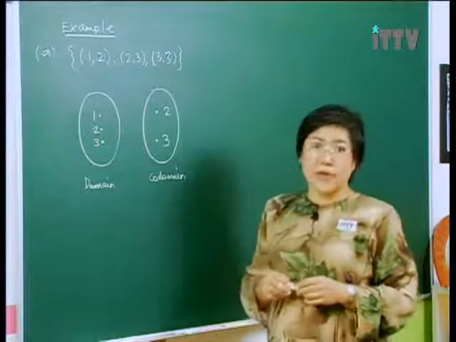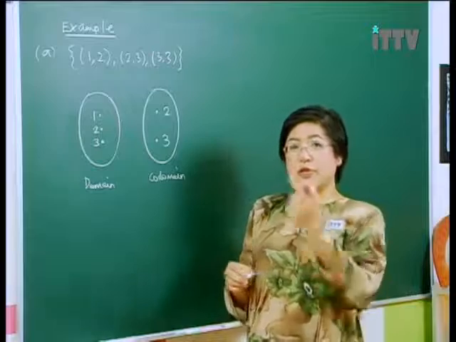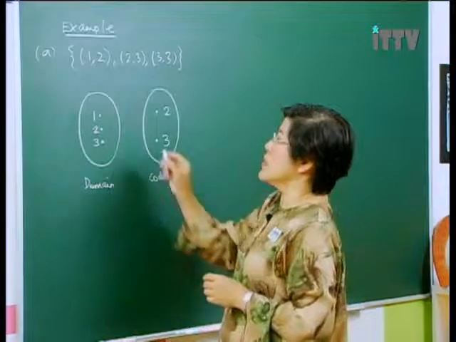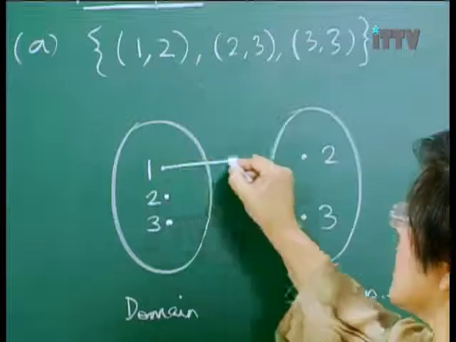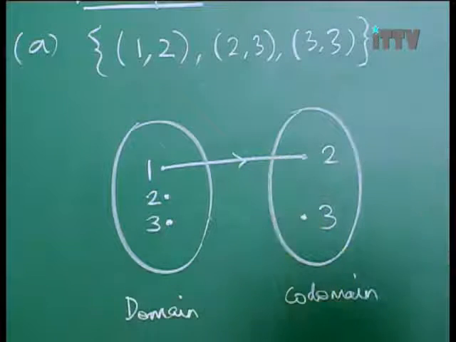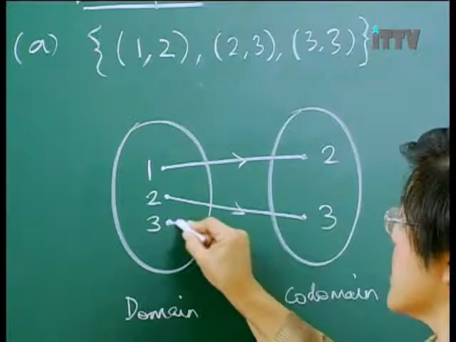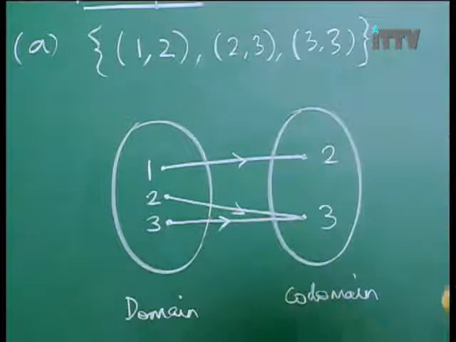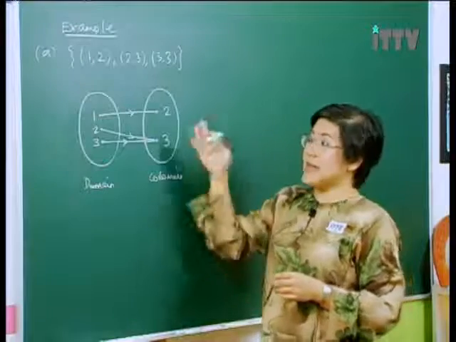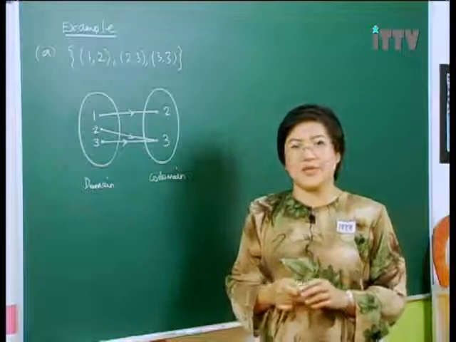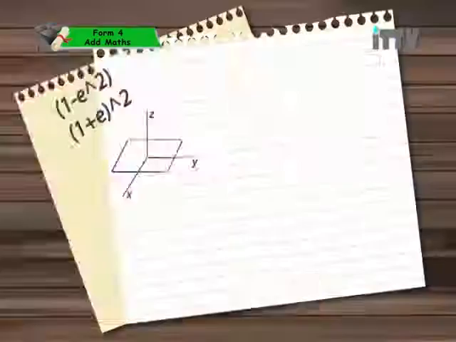And if we use arrows to represent which object corresponds to which image, we will find that we get a case of 1 corresponds to 2, 2 corresponds to 3, and 3 also corresponds to 3. This is the classic diagram for a many-to-one relation, viewers. Let's move on to part B.